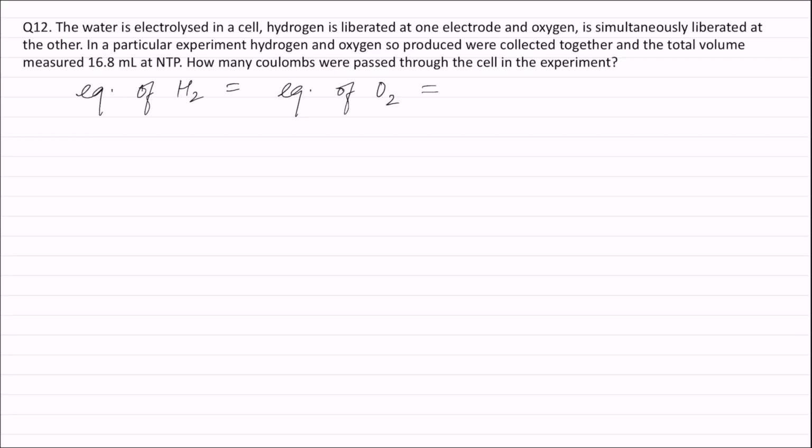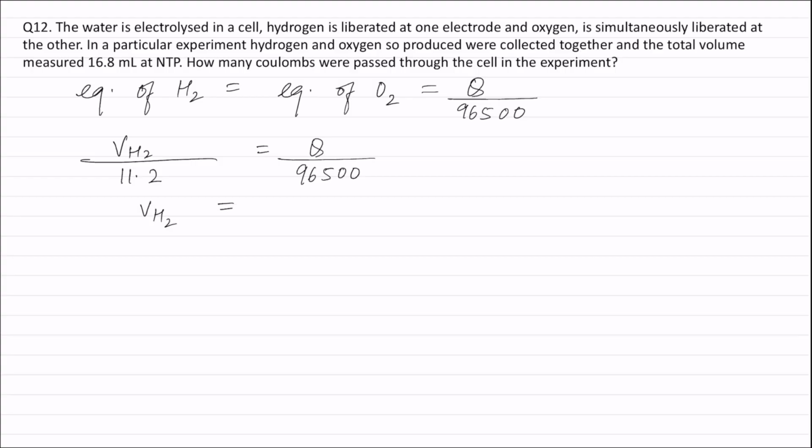Faradays of electricity is equal to charge in coulombs divided by charge carried by 1 Faraday, that is 96500 coulombs. Equivalents of hydrogen is equal to volume of hydrogen, let it be V H2, divided by equivalent volume of hydrogen, that is 11.2 liters, and this is equal to Q divided by 96500 coulombs. From this, volume of hydrogen will be equal to Q into 11.2 divided by 96500 liters.